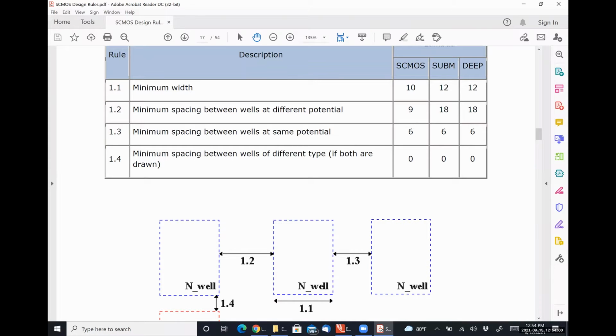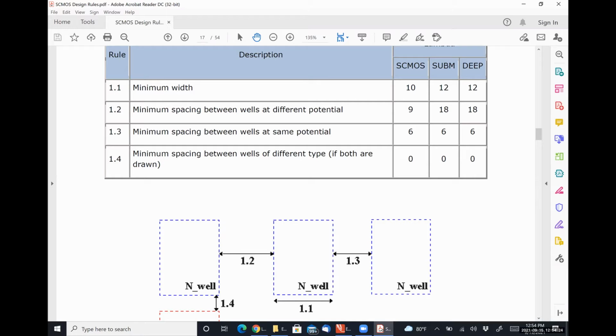Okay. Our fourth rule here, the minimum spacing between wells of different type, and it says here, if both are drawn, is 0. And so this may seem awkward, right? You can effectively abut an N-well region right next to a P-well region and have no problems whatsoever as long as they're not technically overlapped.